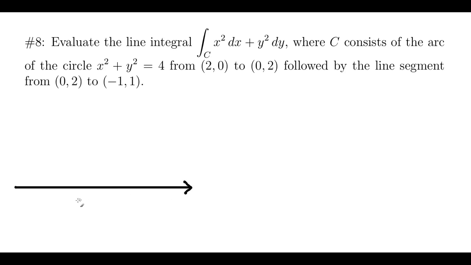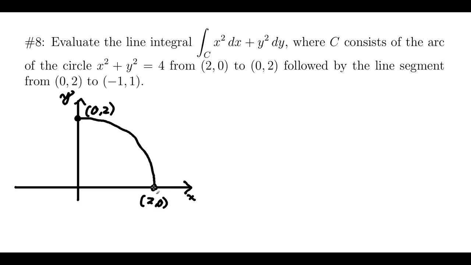But just in case, let's go ahead and sketch a rough little diagram here. C consists of the arc of the circle x squared plus y squared equals 4, so that is a central circle of radius 2, from (2, 0) to (0, 2). So we have these points, a point at (2, 0) and a point at (0, 2), and there is the arc of the circle connecting those. I'll draw a little arrow here because it is going from (2, 0) to (0, 2). The order matters.